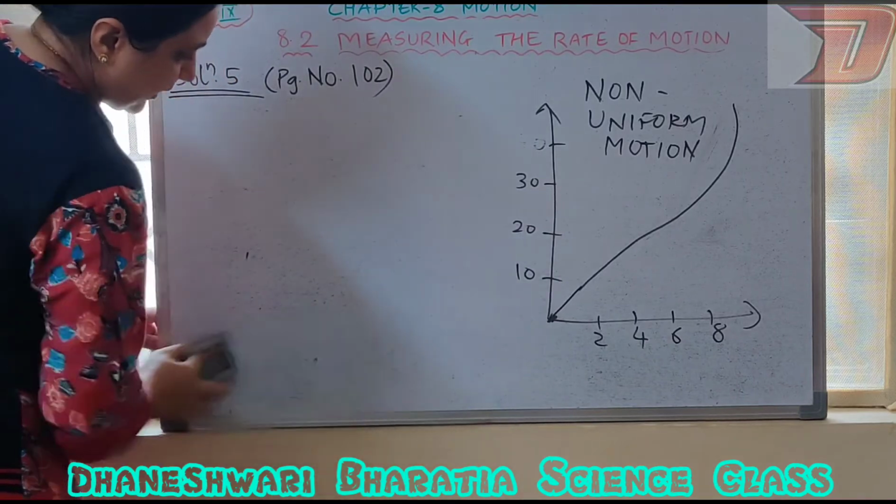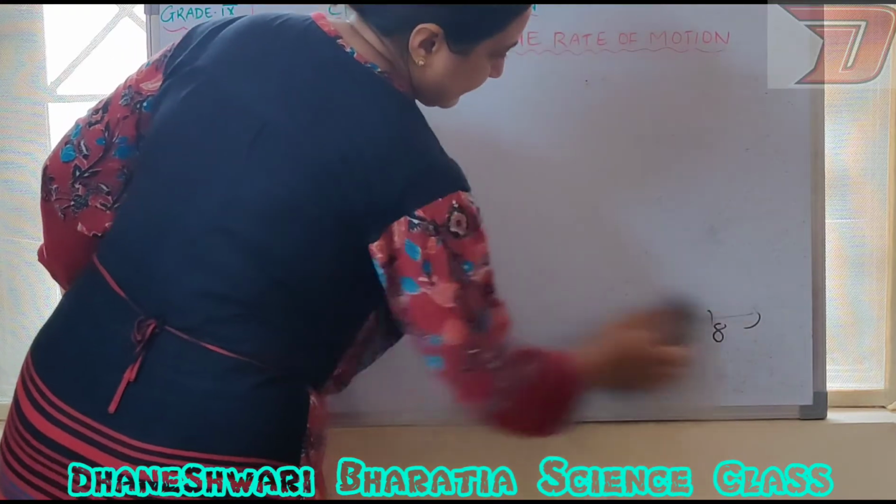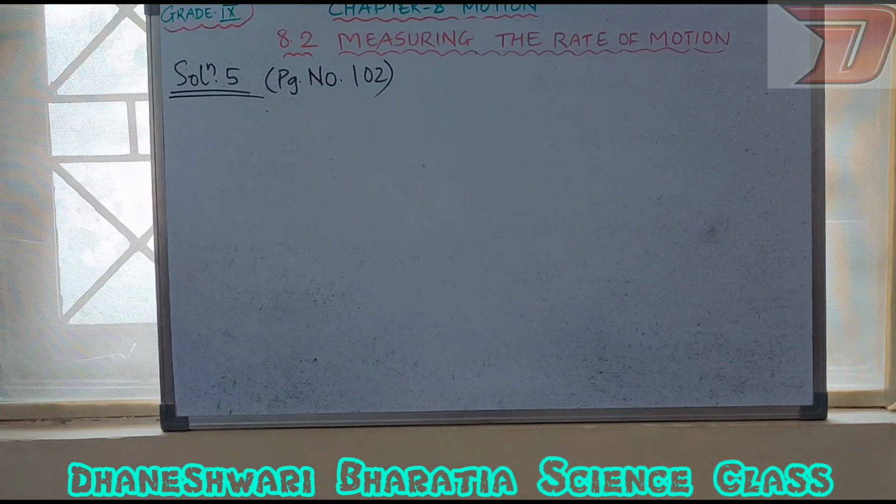Now let us move to the last question of the page, that is question number 5. Please read the question by the time I rub the board. Fine. So what is given in question number 5? During an experiment, a signal from a spaceship reached the ground station in 5 minutes.